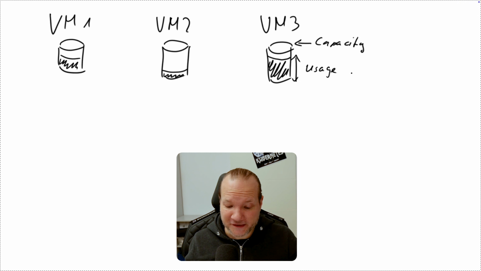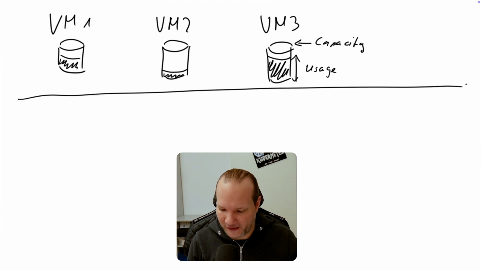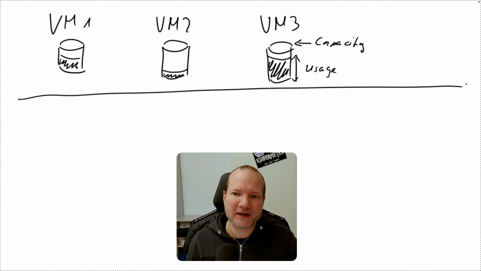What we see is that in virtual machine 3, we're almost running out of disk space, whereas in virtual machine 2, we have plenty of disk space left. So how can we solve that? And that is where thin provisioning comes in.